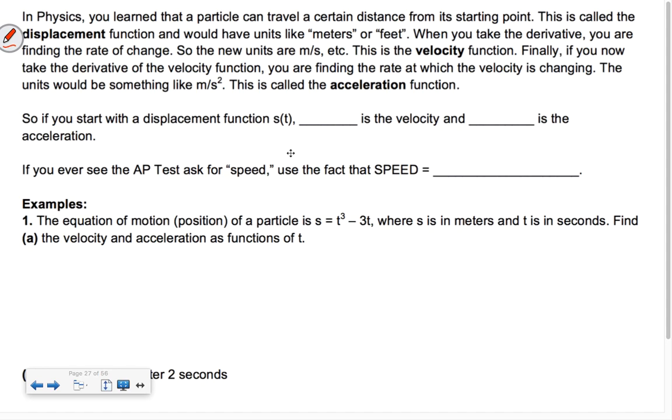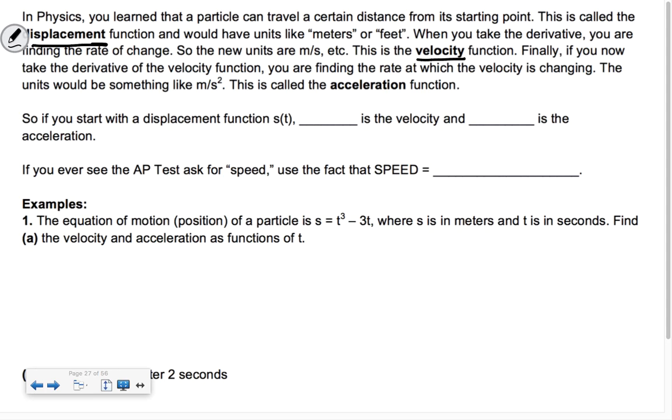Okay, so you guys know position, velocity, acceleration, right? Those are all related. So the position or displacement function, I might call it the position function, but same thing. It's going to have units like meters and feet, inches, some kind of distance, okay? But when you take the derivative, you're finding the rate of change. So this is going to be like that unit, like meters per some amount of time. So meters per second, feet per second, miles per hour, right? Those are going to be velocity.